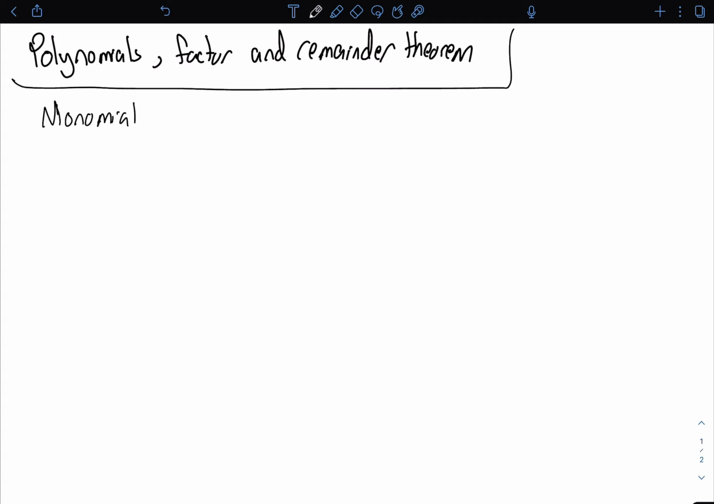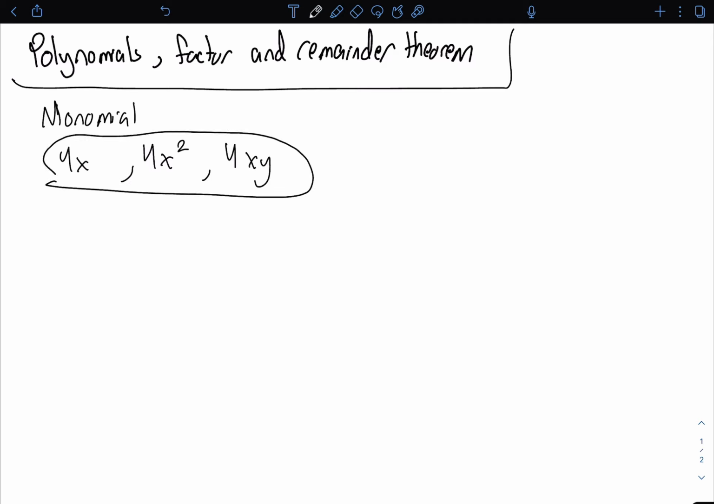This is basically an equation which only has one term of x, one term of y, one term of z, a, b, c, d. For example, 4x or 4x squared or 4xy. All of these are examples of monomials. A monomial is basically an equation that only has one term. This is one term, right? This is one term, 4x. This is also one term, and this is also one term. Each of these is a monomial in its own right.